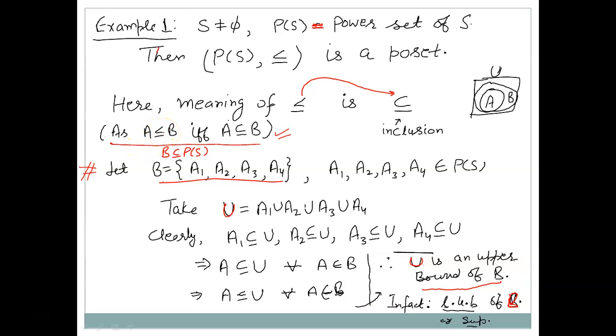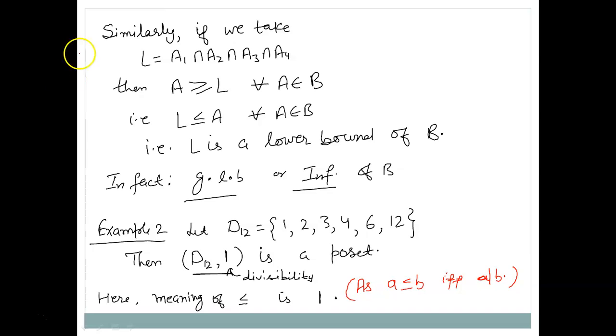So this was one situation where this symbol less than or equal to had a different meaning. Now let us look at another form of this. When we take the intersection, then L becomes the lower bound of B, and this is the greatest lower bound or infimum of set B.